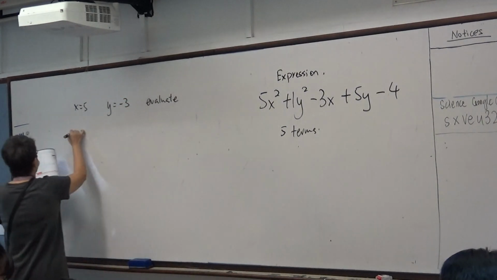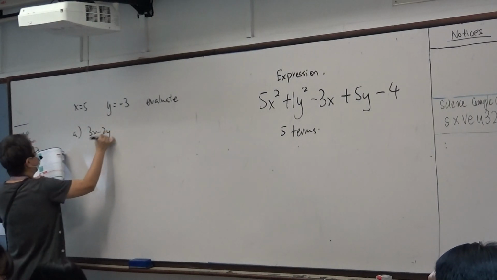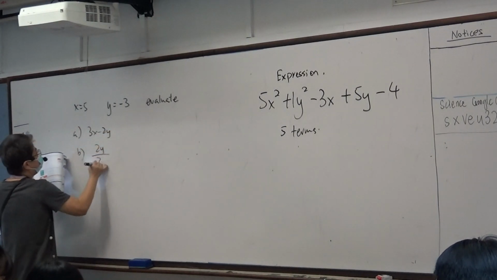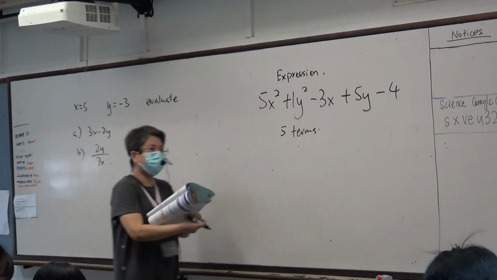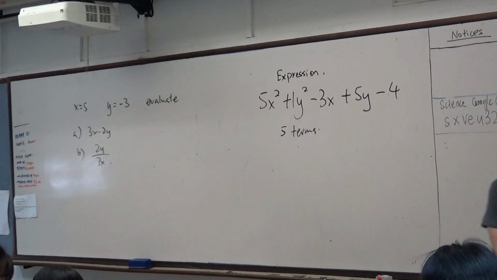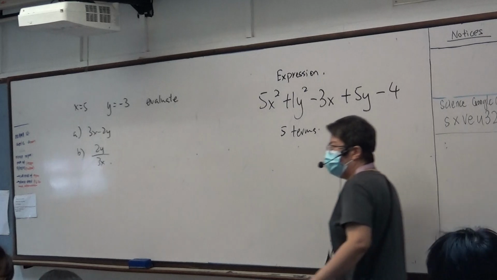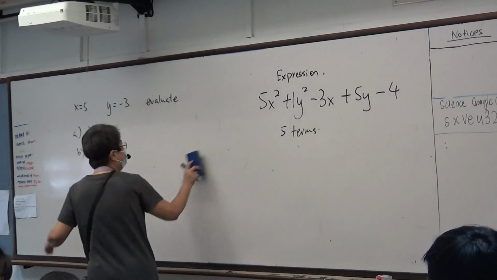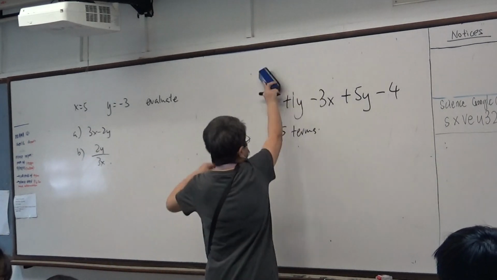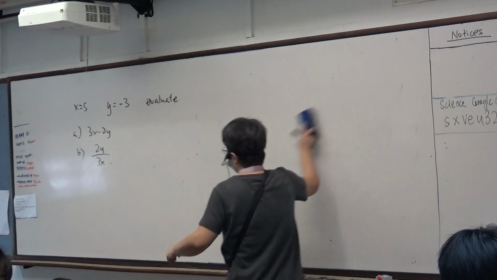Evaluate each of the following expressions: 3x minus 2y, and 2y over 3x. Now, I already told you, right? What's the meaning of evaluate? Find the value of. Very good. Now, how do we present this kind of working?